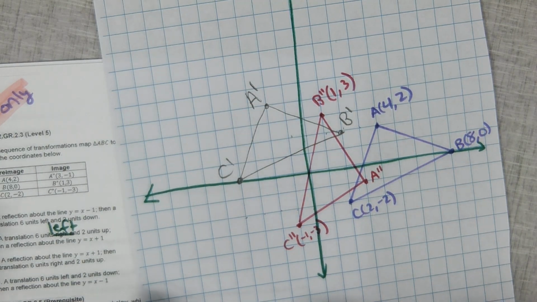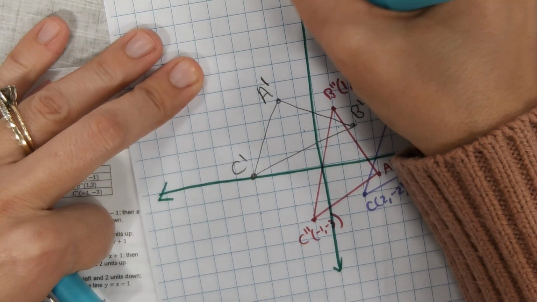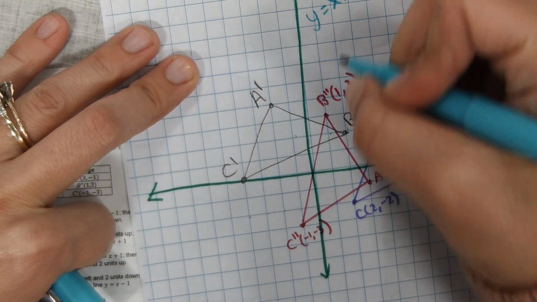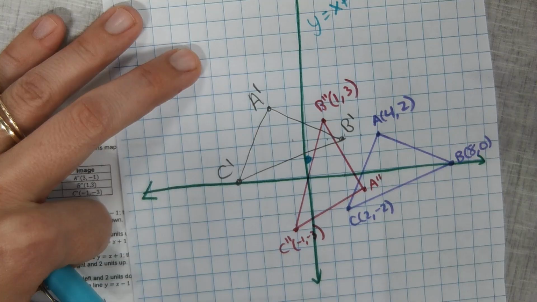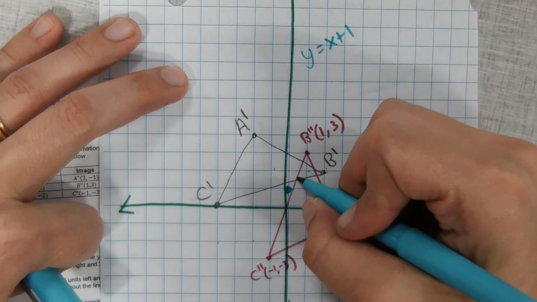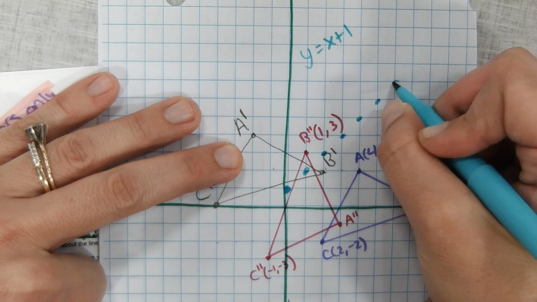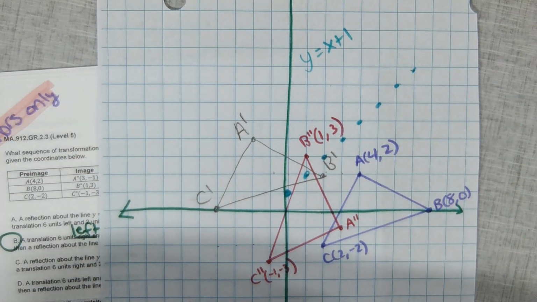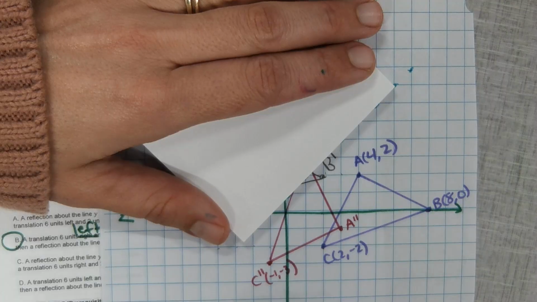Okay, then second step is reflection about the line y equals x plus 1. So we have to graph that line. The line y equals x plus 1. So y-intercept is at 1, and then the slope is 1. So up 1 over 1, up 1 over 1, and so on forever and ever. And then drawing the line.